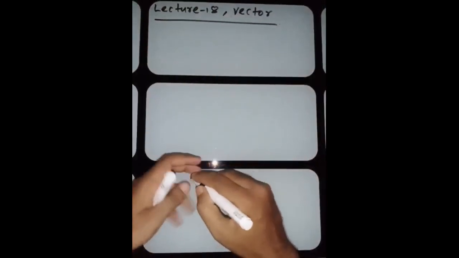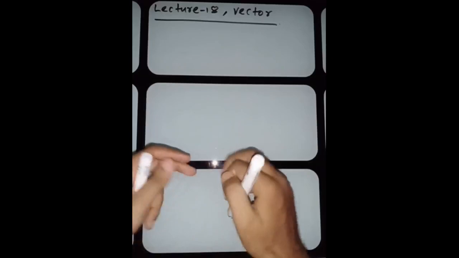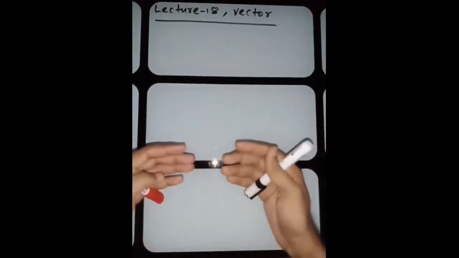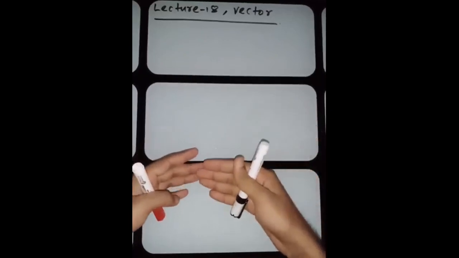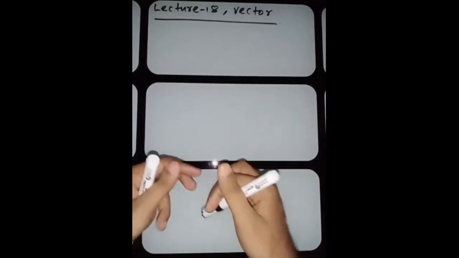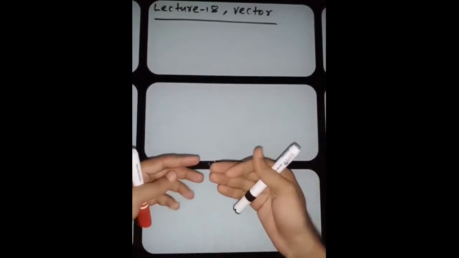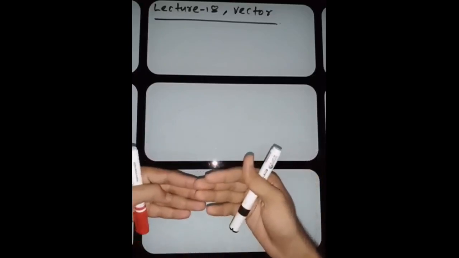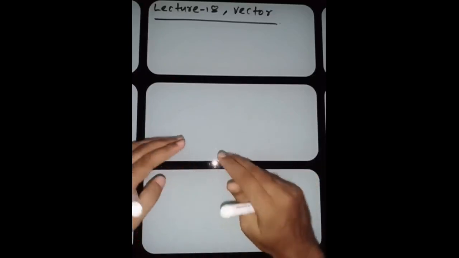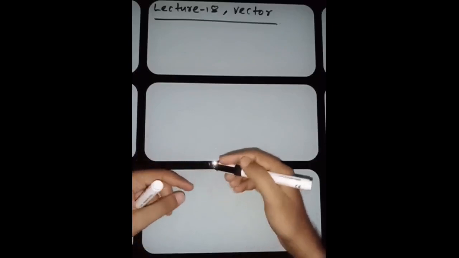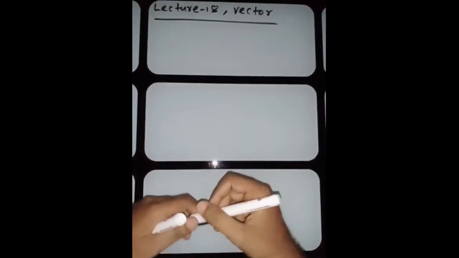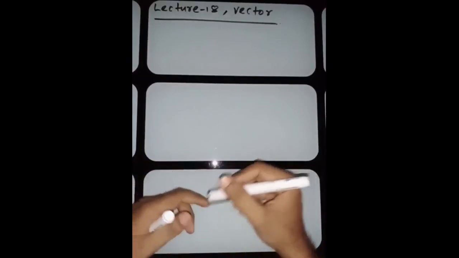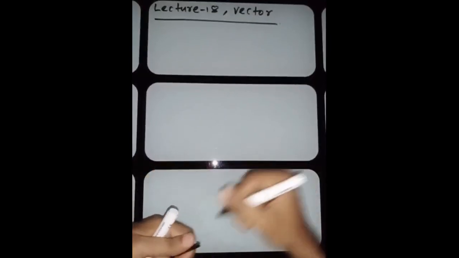So my dear students, we have studied the dot product and cross product of two vectors, how we'll do the dot product and cross product. We have studied the application of dot product. Today, in today's lecture, we'll study the application of cross product, how we'll do the cross product of two vectors. Okay, my dear students, we will start with one question.